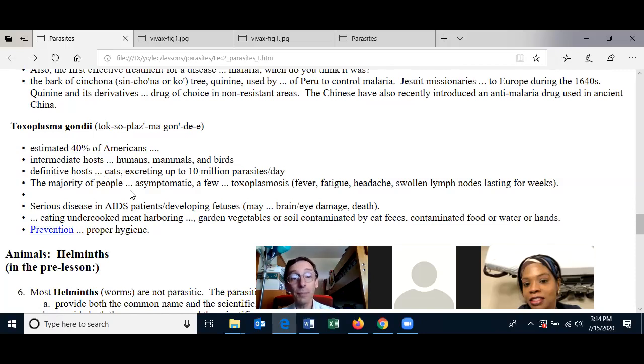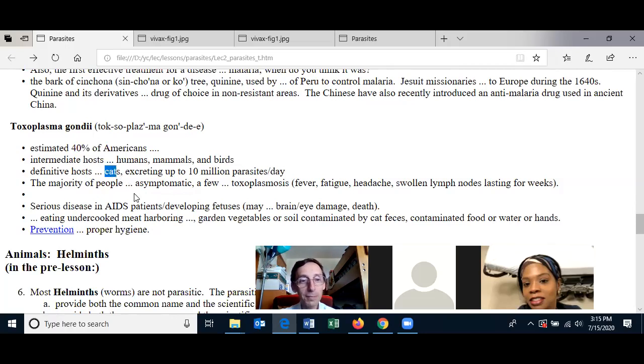The majority of people are asymptomatic. A few show symptoms of toxoplasmosis, where they have fever, fatigue, headache, and swollen lymph nodes, which can last for weeks. But the majority of them, the parasite just infects them, and then the immune system walls it off, and the parasite sort of becomes dormant until the person is eaten by a cat.